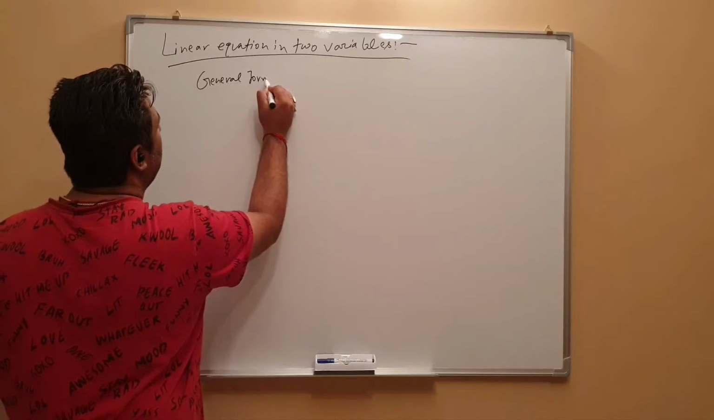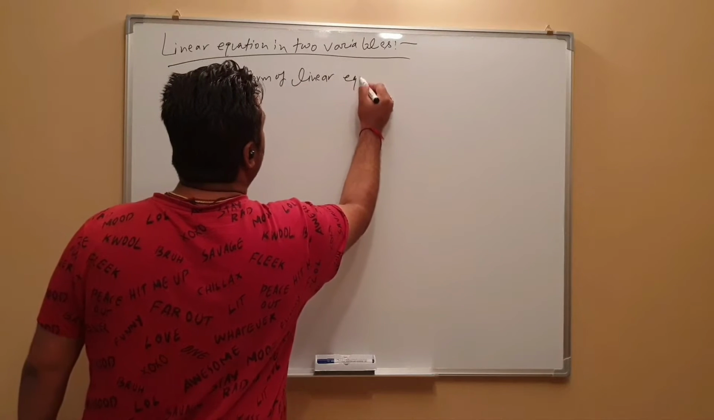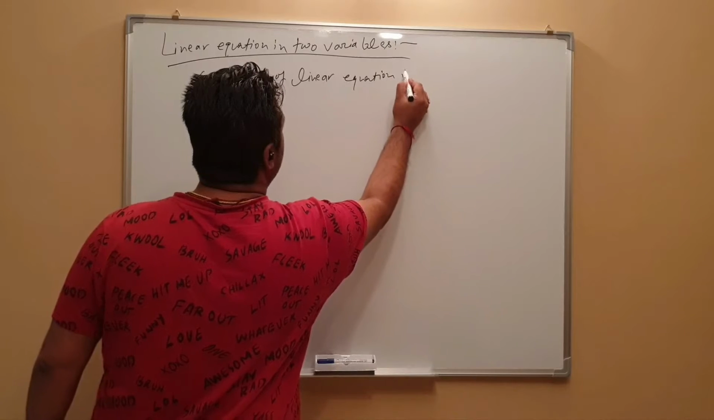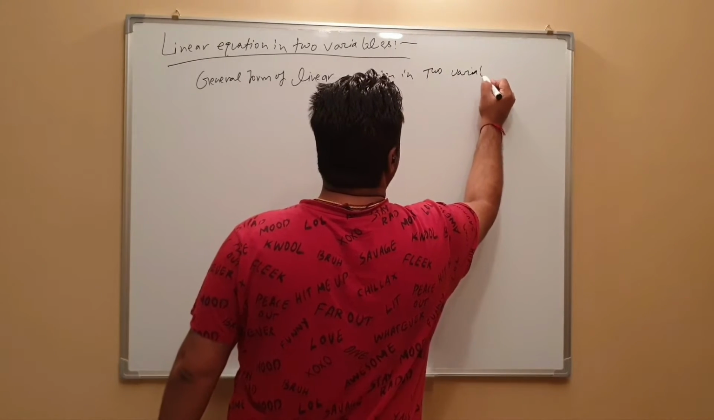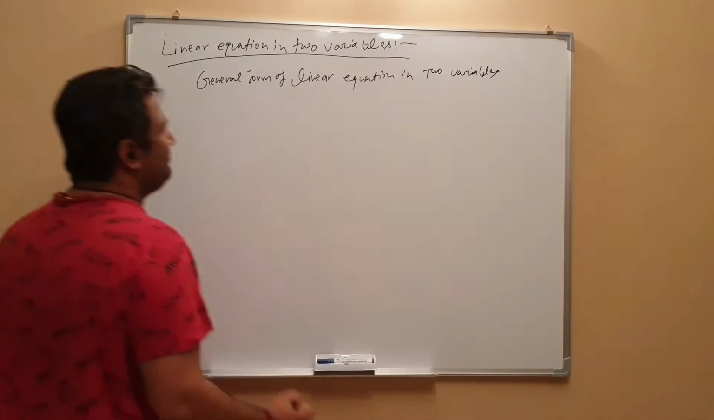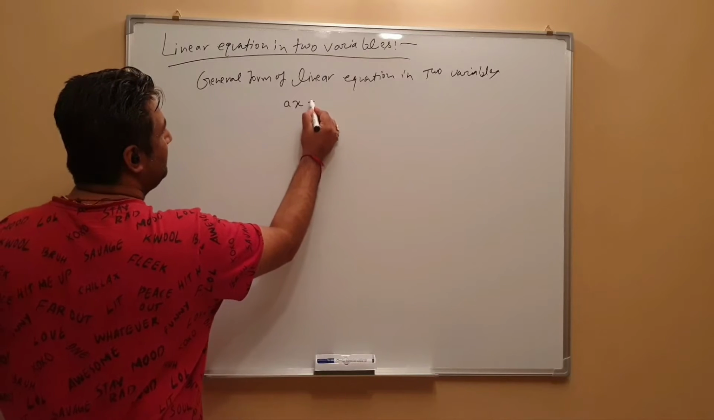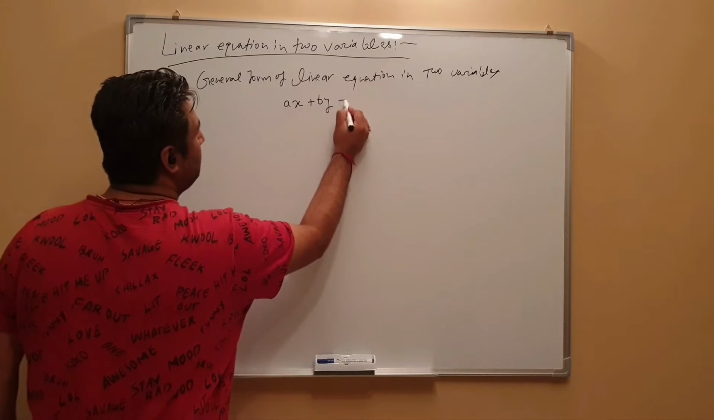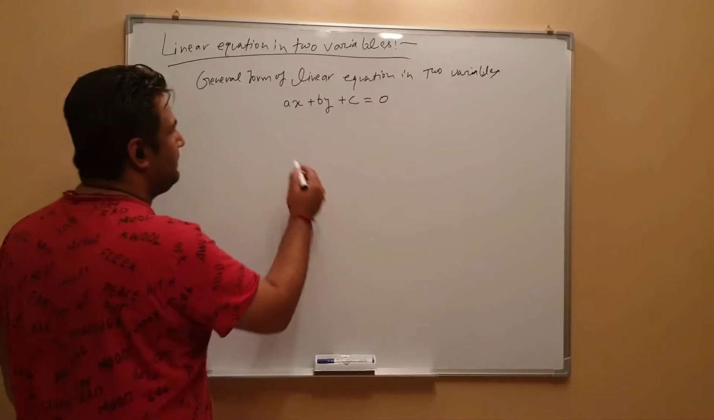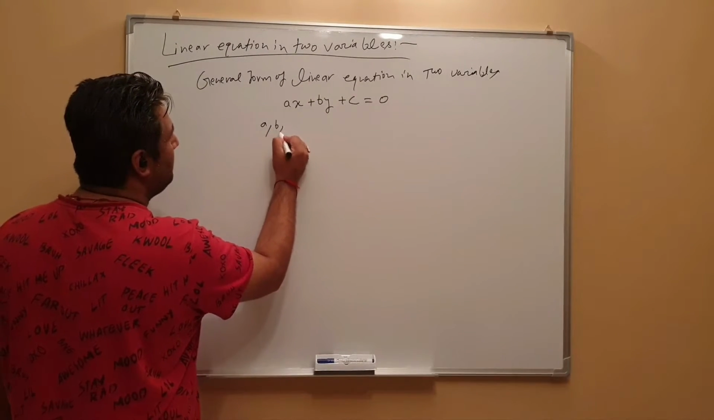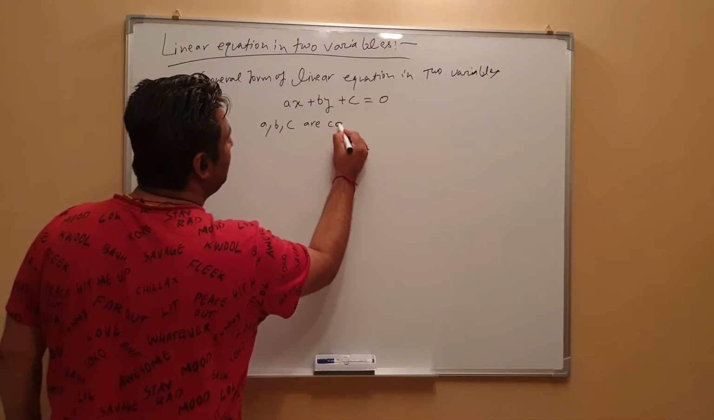General form of linear equation in two variables. Now general form of a linear equation looks something like this, which is ax plus by plus c is equal to 0. Now in this, if you see, a, b and c are constants.